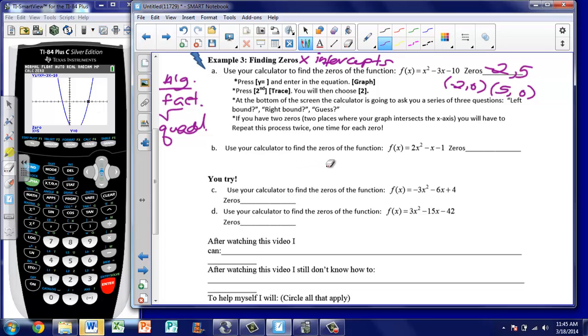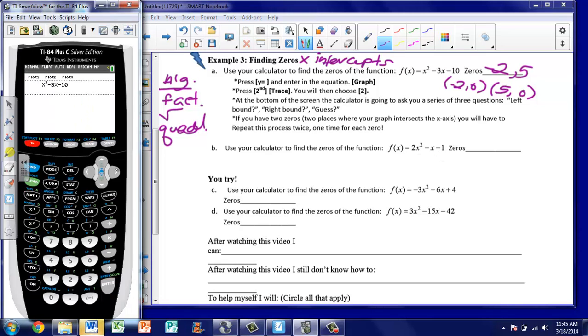Okay, let's do one more. Use your calculator to find the zeros of the function 2x squared minus x minus 1. So I go to y equals, clear that old equation out. My new one is 2x squared minus x minus 1, graph.